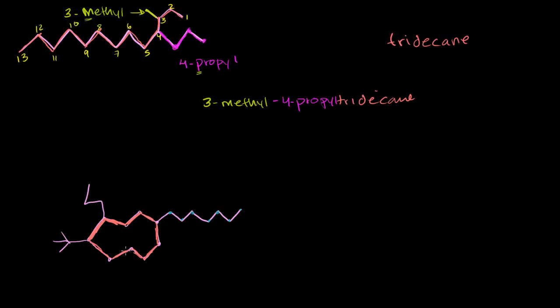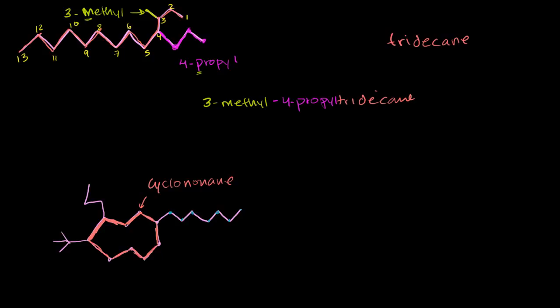And it is in a cycle. It's a ring, so it's cyclononane. So that part right there is cyclononane. And then we have several things that branch off of the cyclononane. So let's look at them one at a time, and then we'll think about how we're going to number them on the ring.